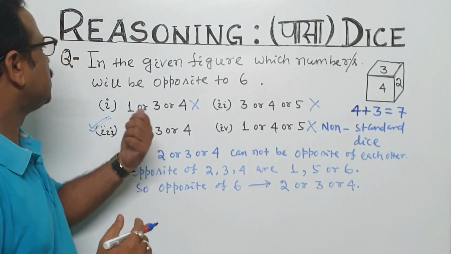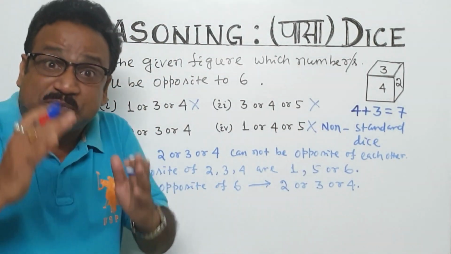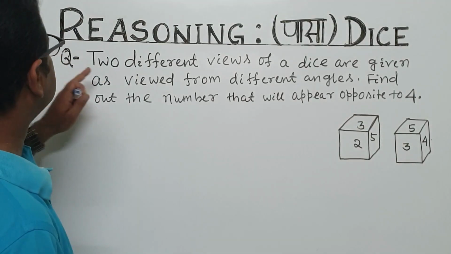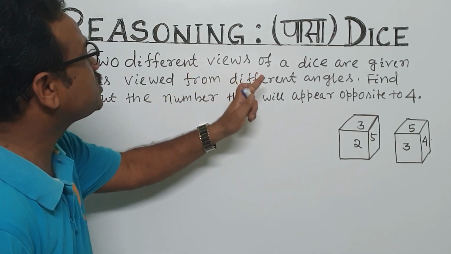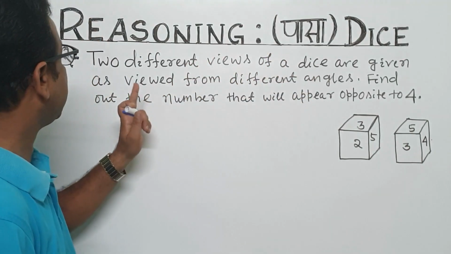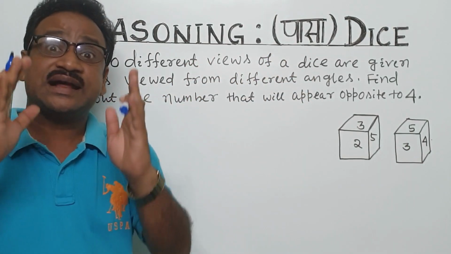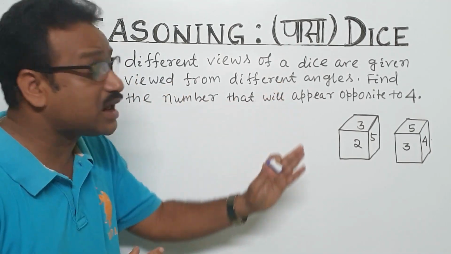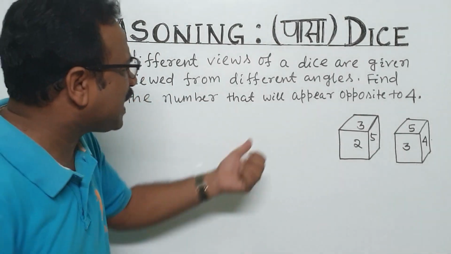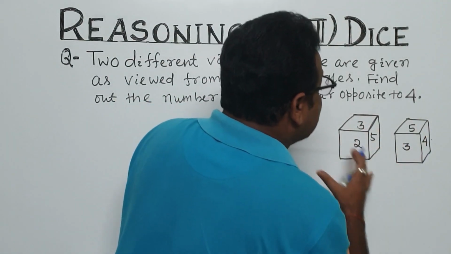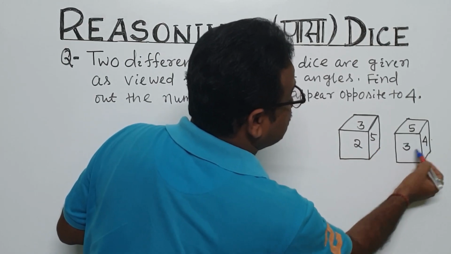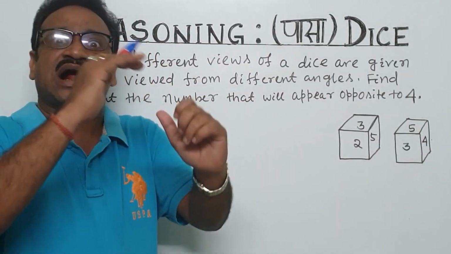Now move on to another example to explain it in a better way. Two different views of a dice are given as viewed from different angles. Find out the number that will appear opposite to 4. First let us find out whether it is standard or non-standard. 5 plus 2 is 7. Here also 4 plus 3 is 7. So this is a non-standard dice.